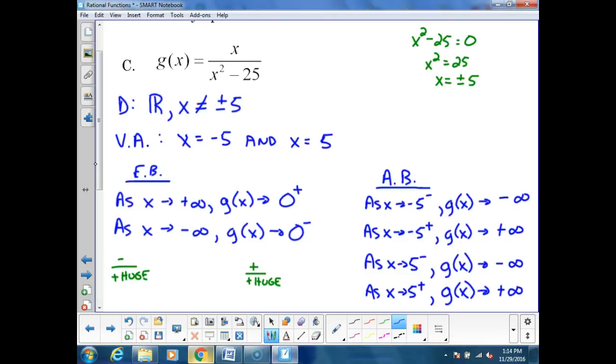Because I have 2 vertical asymptotes. Not every square in the bottom is going to have 2. Why have 2 again? Because there were 2 spots where my denominator was equal to 0. Oh, okay, so x squared, negative 5 or 5. And that would give me denominator is equal to 0.